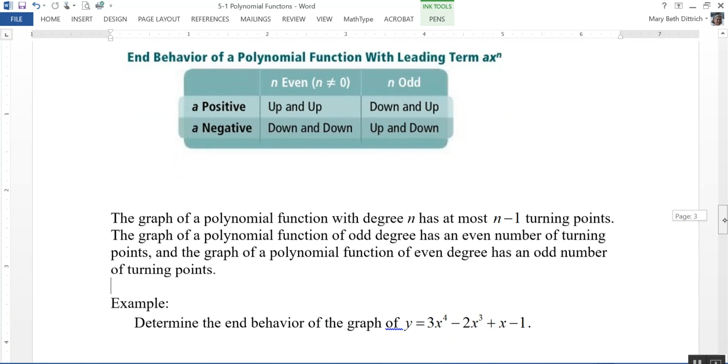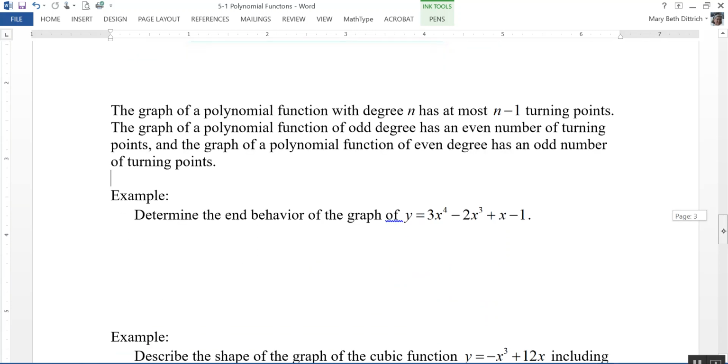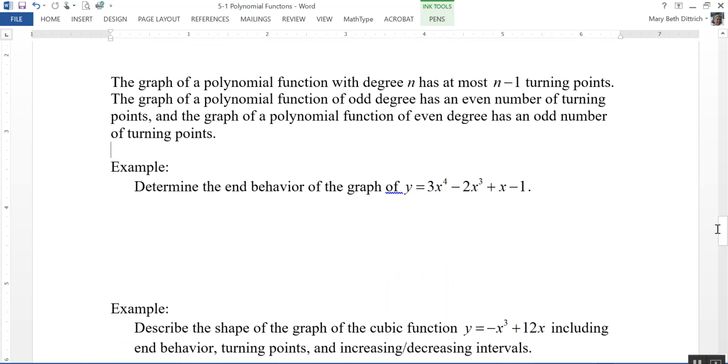The graph of a polynomial function with degree n has at most n minus 1 turning points. So we saw that we had a cubic function, and it can have at most 2 turning points. The graph of a polynomial function of odd degree has an even number of turning points, and the graph of a polynomial function of even degree has an odd number of turning points.